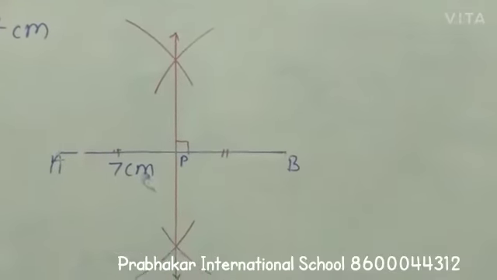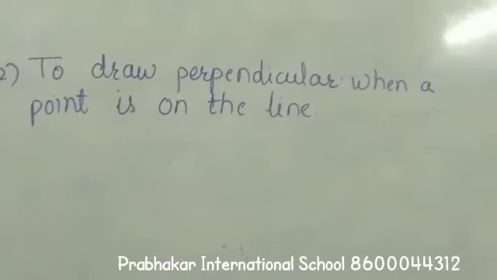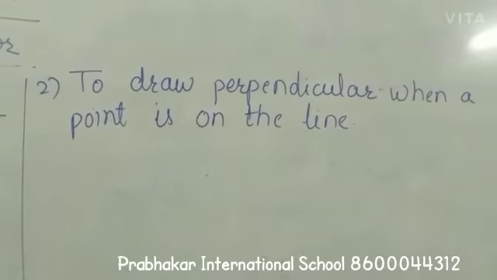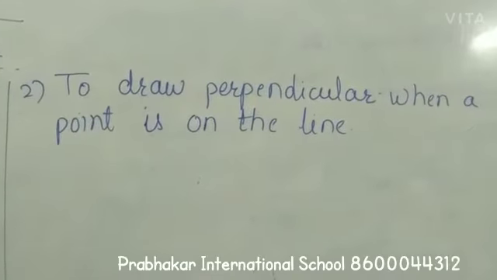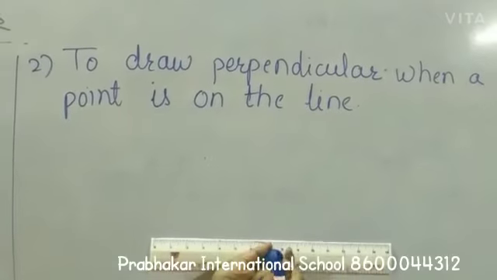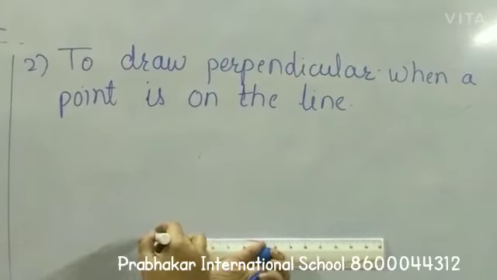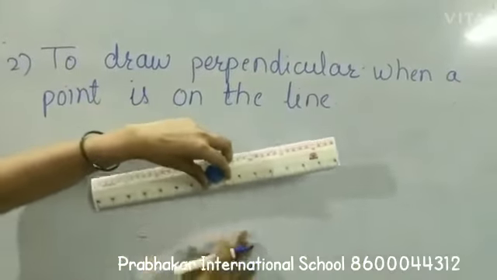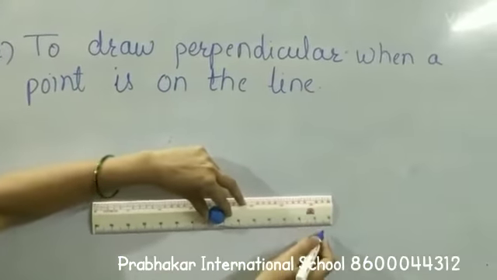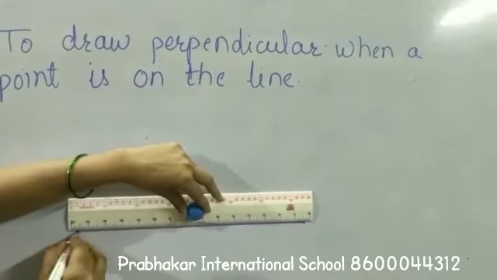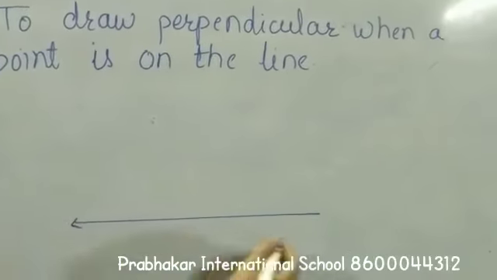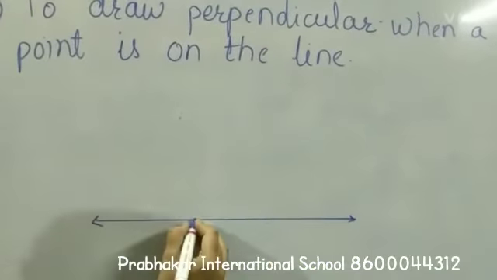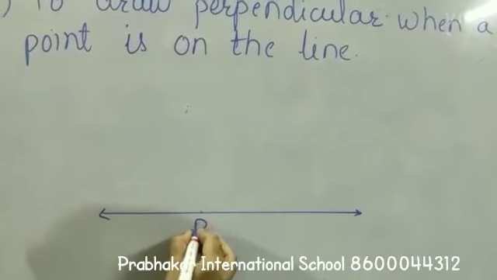Now we will see second type of perpendicular when a point is on the line. So what I will do, with the help of a scale I will draw here one line. It is difficult this way. I will draw like this. Okay. One line you have to draw here. This line. And on this line anywhere you can take the point P. Suppose here I have taken. Okay. Now after this what you have to do?